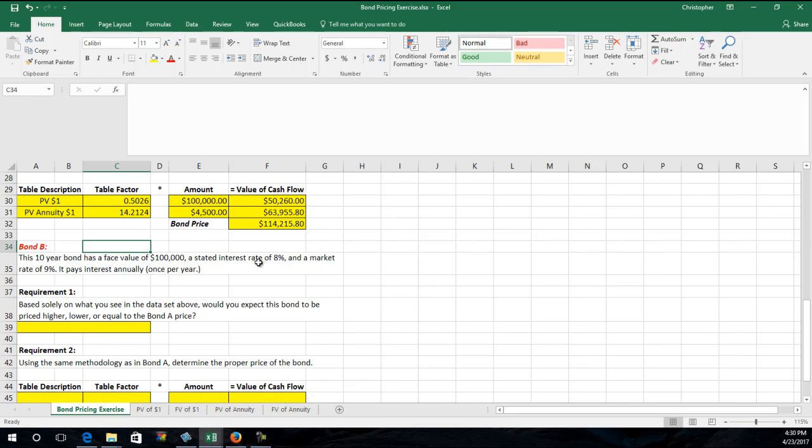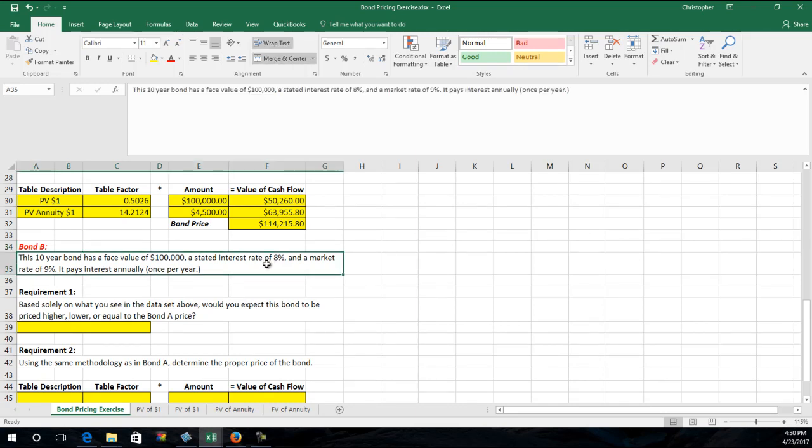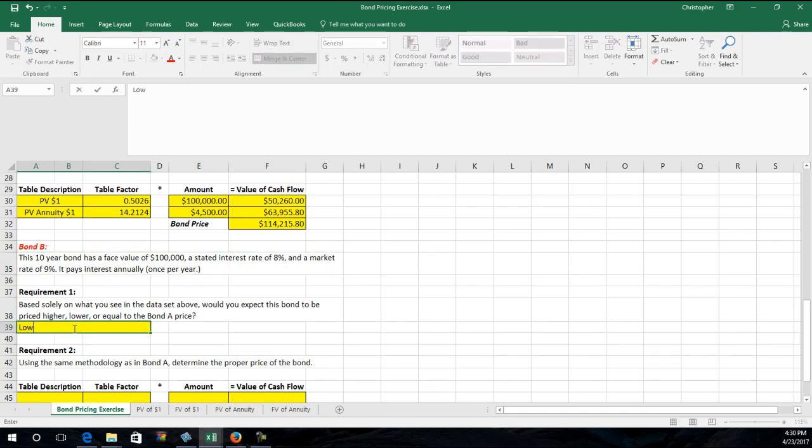Bond A was a premium. Bond B, we pay less interest at 8% than the market currently pays. This is going to be a discount, which means the price should be lower than the bond A price. It's going to be less than $100,000.